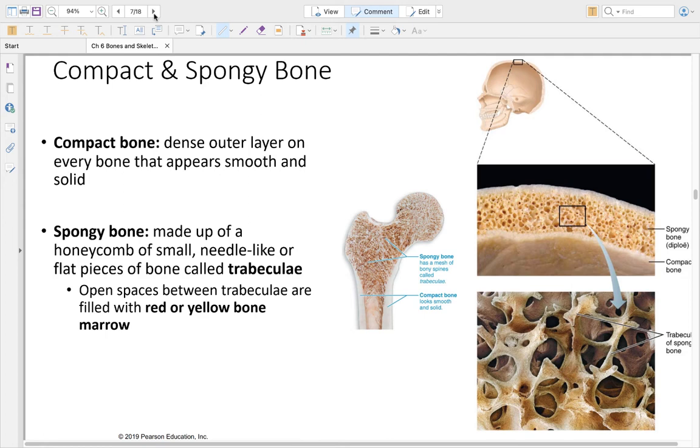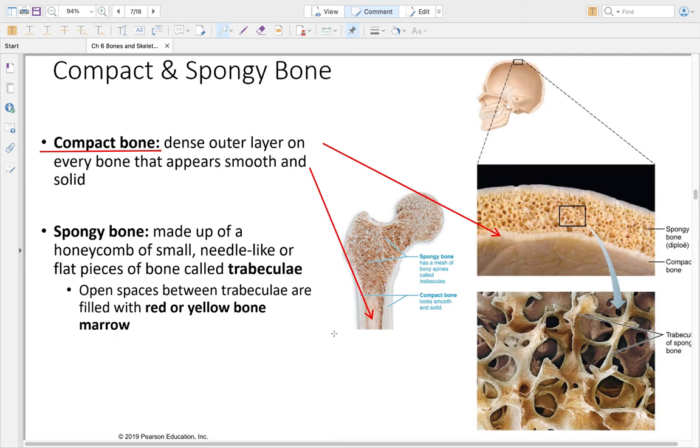Okay, so our bones have two basic structures, right? So we have compact bone and spongy bone. Compact bone is like iron, like metal. It's very, very, very dense and it has a smooth, solid appearance, like this. Let's take a look at compact bone right here in the skull. See how smooth and solid that looks? There's also compact bone right here.